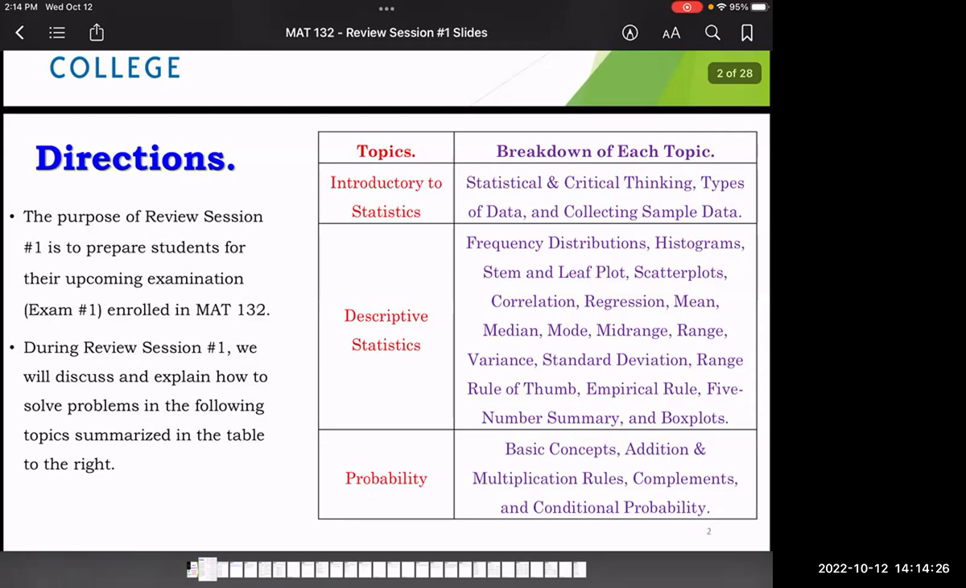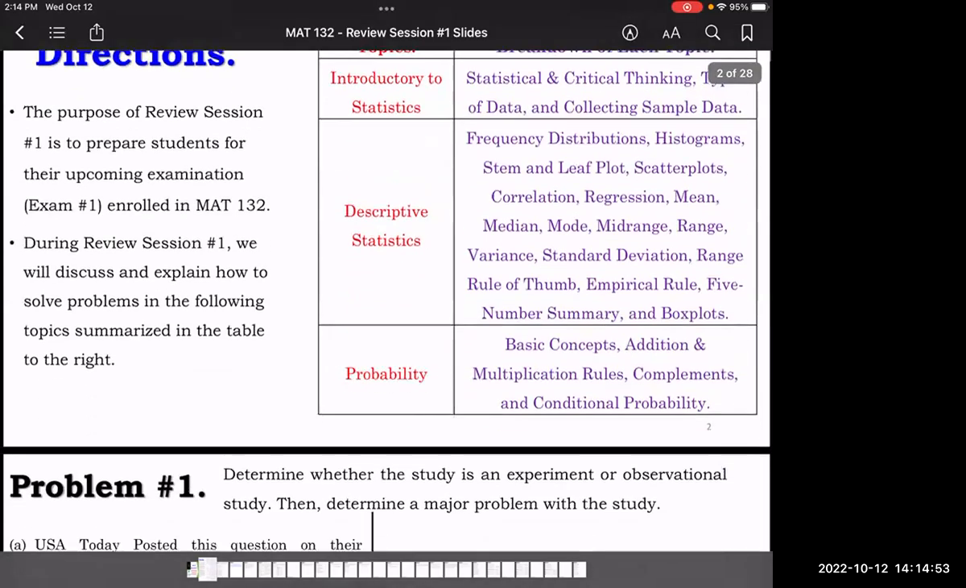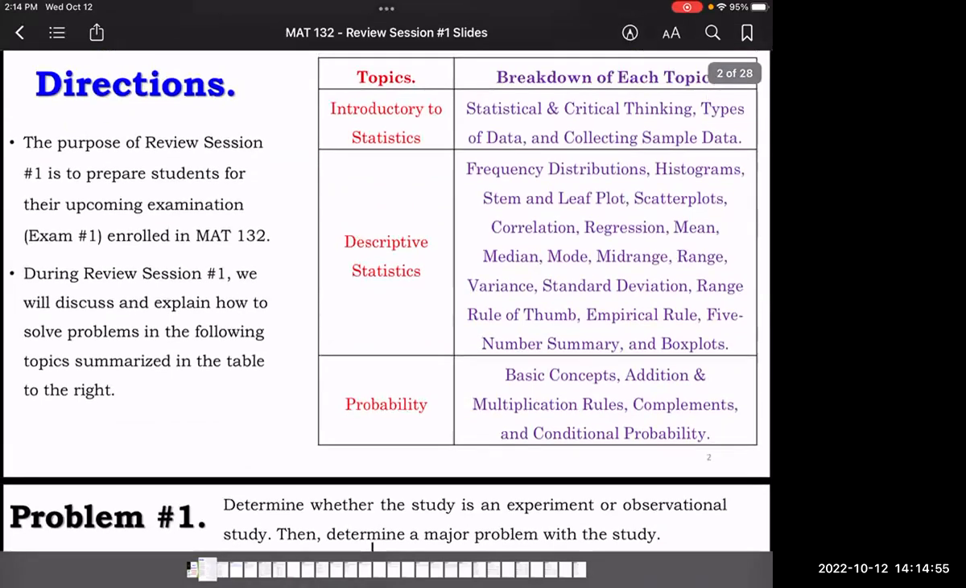conditional probability. So the problems, the way I have it broken down, are for the most part sequential, where I start with introductory statistics and I go into descriptive statistics. But the probability, the last few sets of problems, for each topic in the breakdown that I gave you, those problems are not in specific order. Okay. All right. So I am going to begin going over the solutions.